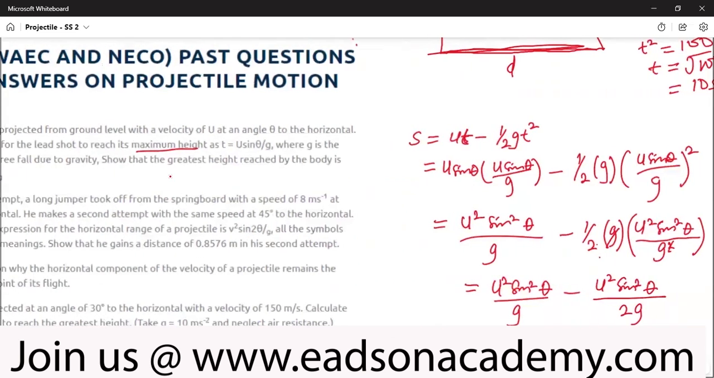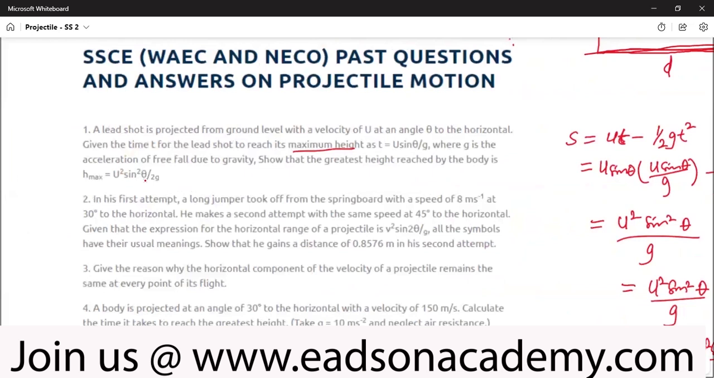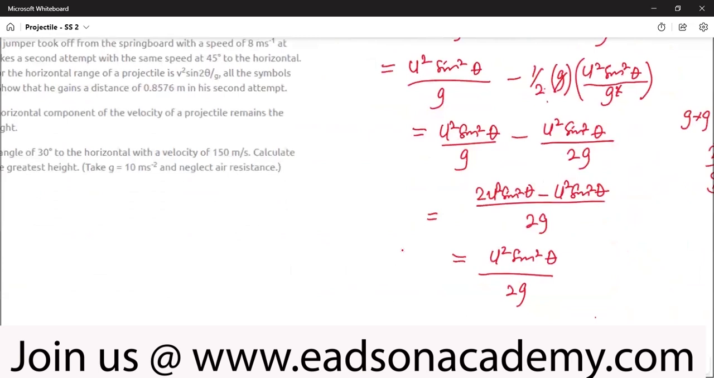The question says, show that the greatest height reached by the body is u squared sine squared theta over 2g. So hmax, the greatest height, is u squared sine squared theta over 2g.